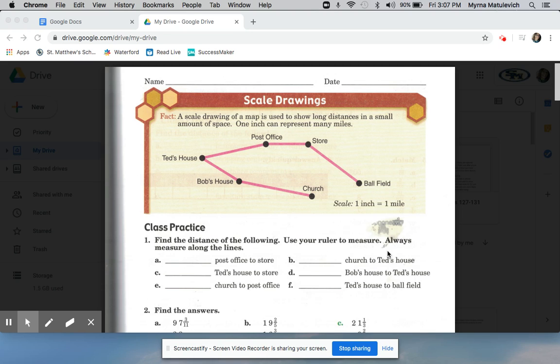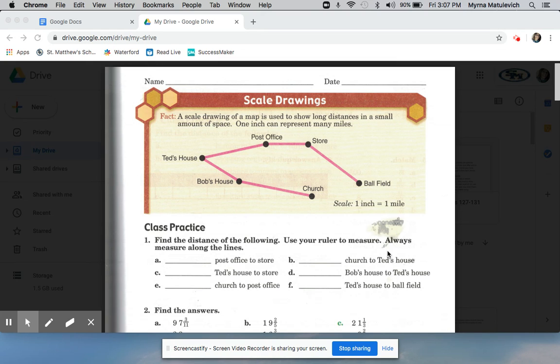This is lesson 133, Scale Drawings. A scale drawing of a map is used to show long distances in a small amount of space. 1 inch can represent many miles. Just to give you an example, if the scale was every inch is equal to 50 miles, then 2 inches would be 100 miles. But in this, they only said 1 inch equals 1 mile.